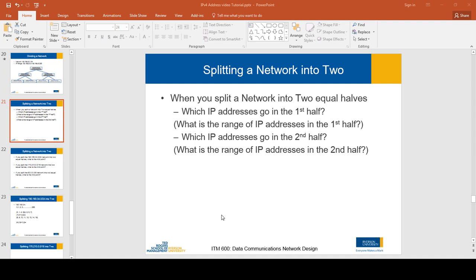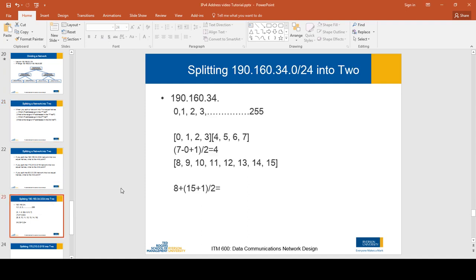I'm going to explain how these numbers work. I will use one example for each of the class A, class B and class C addresses. So let's take an example of a class C network address 190.160.34.0 and the subnet mask is /24 or 255.255.255.0 in dotted decimal.